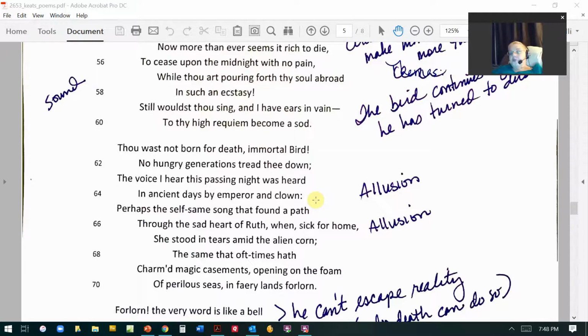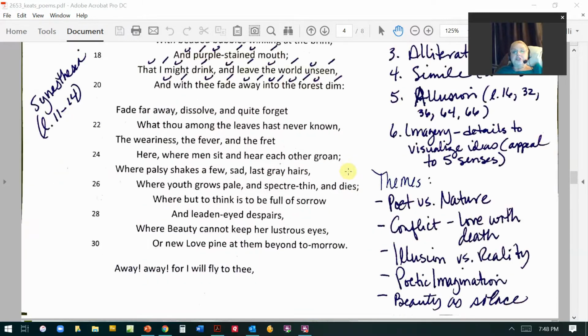And then Ruth, this of course is a reference to the Bible where Ruth left her family and followed Naomi, right? Whither thou goest, I will go, right? This is one of my favorite lines. The sad heart of Ruth, when sick for home, she stood in tears amid the alien corn. I just love that line. So these are examples of allusion, right?